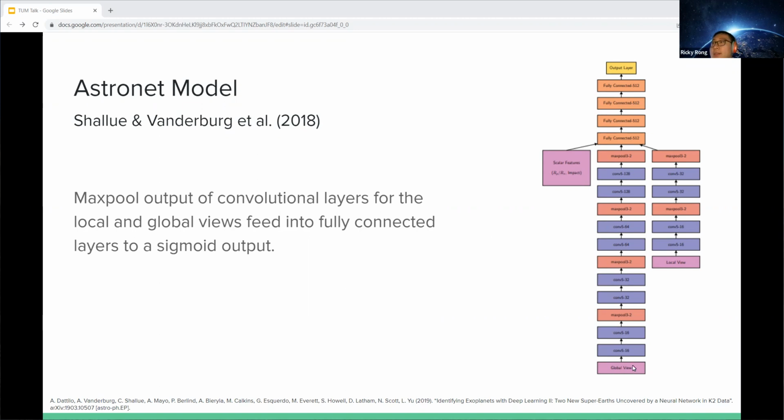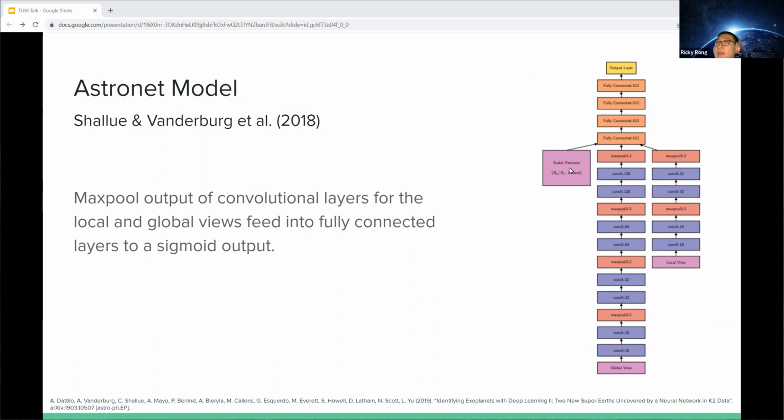The important thing to note is just the structure of the neural network. These scalar features I will go over in a bit. The output layer is a sigmoid output, scaled between 0 and 1. So we'll get a score of the likelihood of this candidate being a planet, and this will also be very useful for validation coming up.